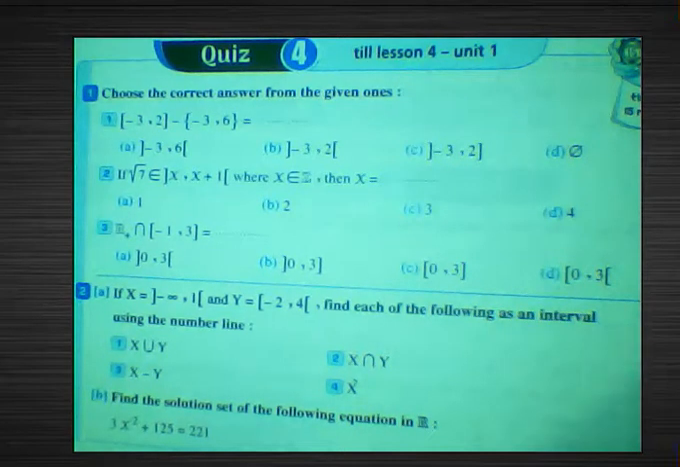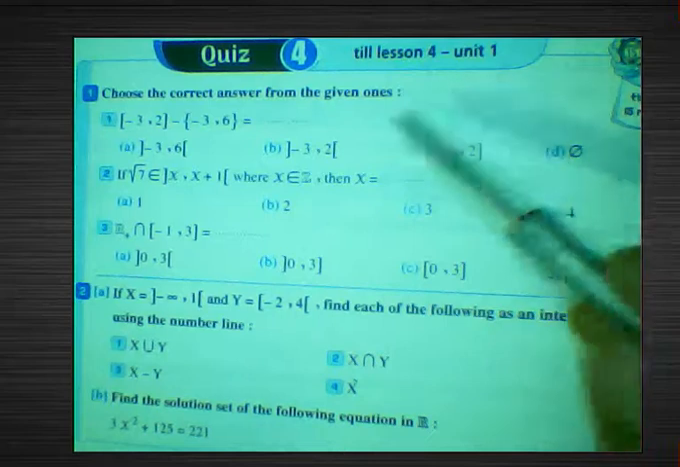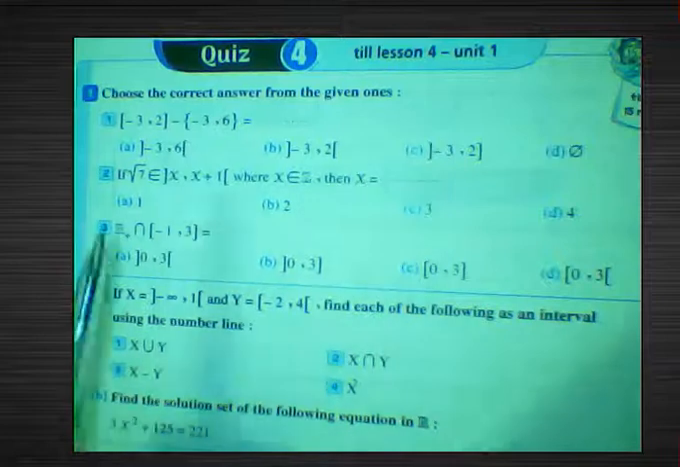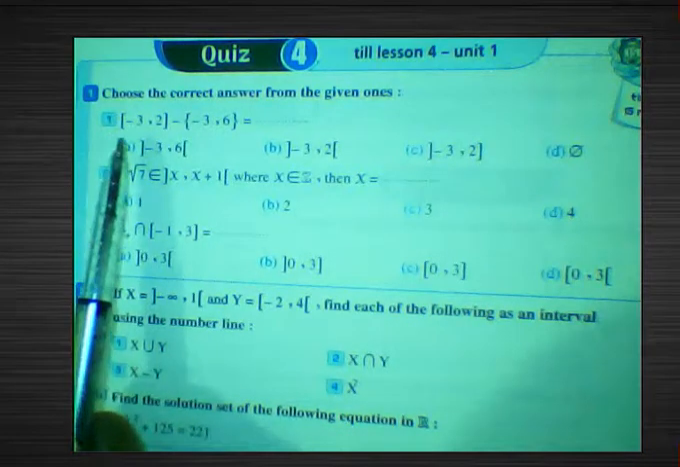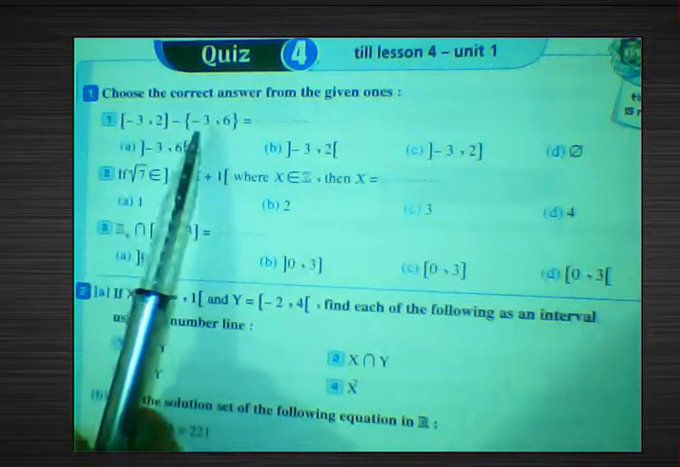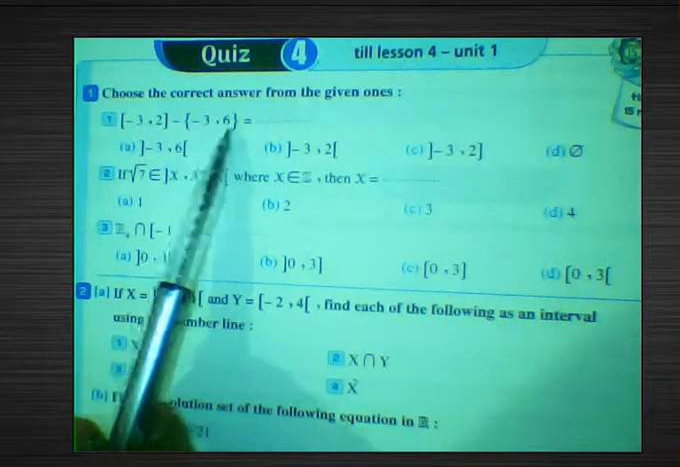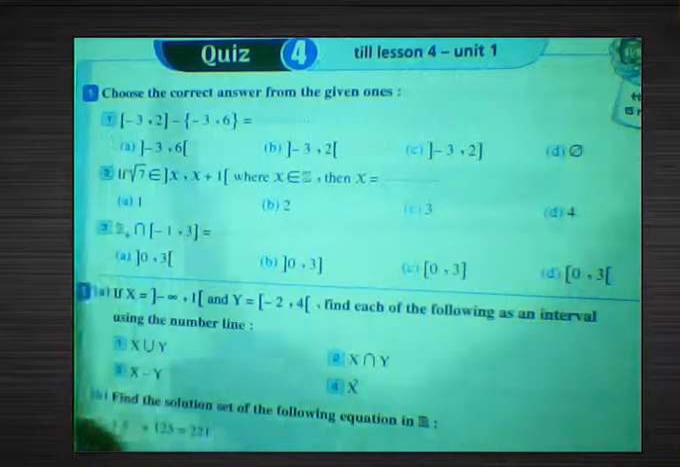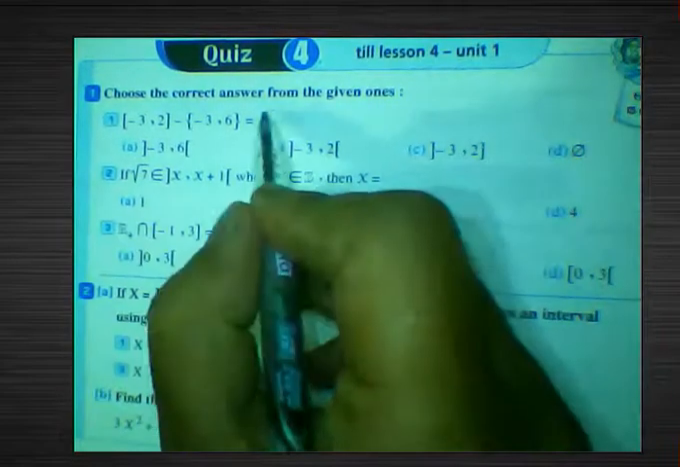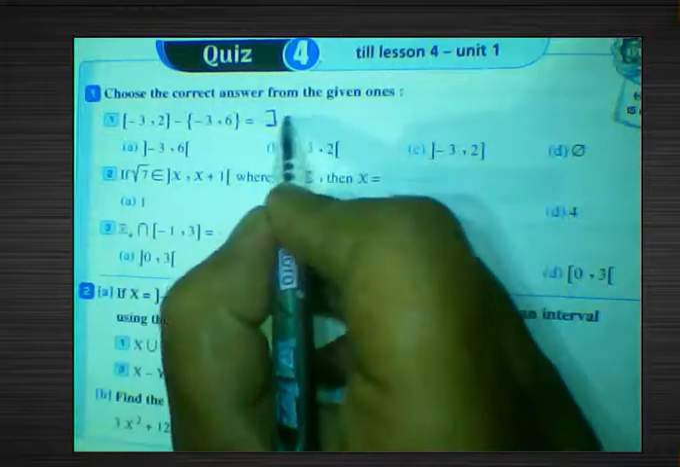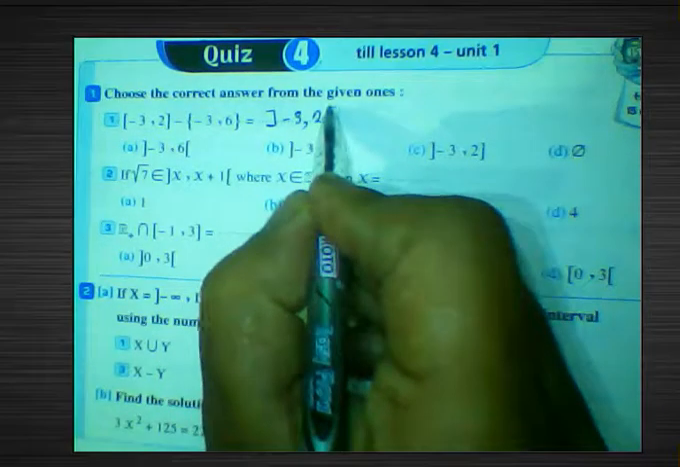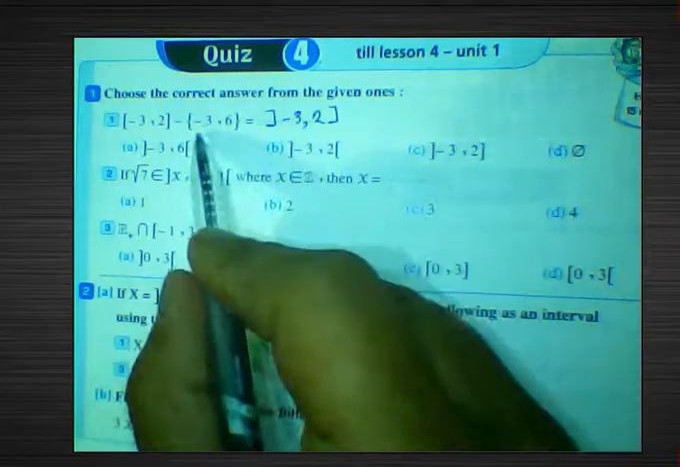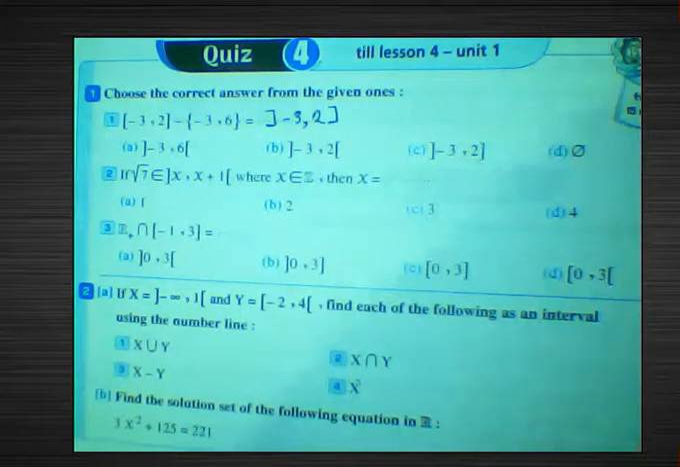Today we are going to talk about lesson 4, quiz 4. Number 1, choose the correct answer from the given ones. Number 1, the interval (-3, 2] subtract (-3, 6] in brackets. We will cancel -3 here, so we will open this interval from -3 and we write 2 here and we close at 2, because we will cancel -3 only, so the result will be letter C.